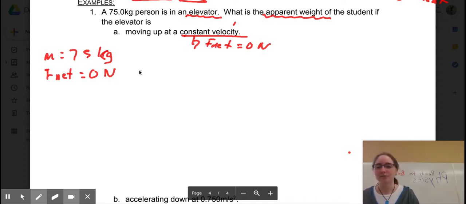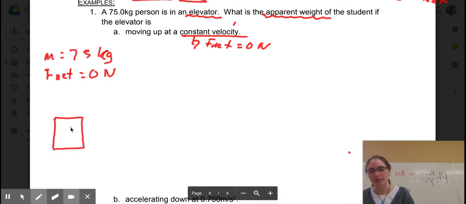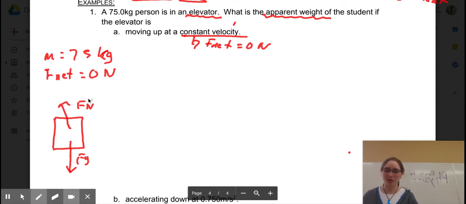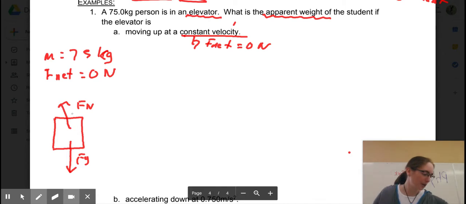Okay. So now we're moving up at a constant velocity, so Fnet is going to be 0. So let's draw our free body diagram. We've got our normal force, and we're going to have Fg. I want your arrows, hopefully you were able to draw this one straight, to be about the same size because we're not accelerating, right? We're not going to be accelerating, so you want them to be about the same size, okay?